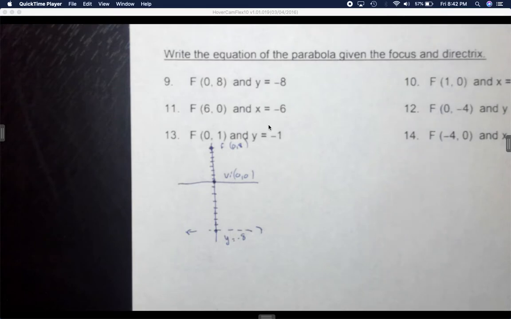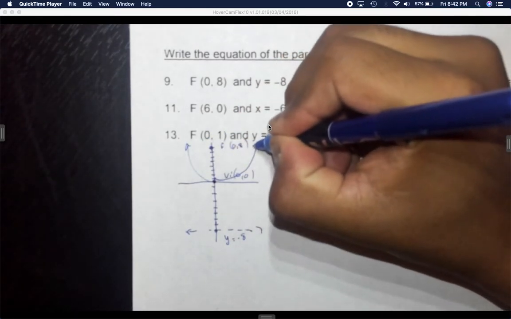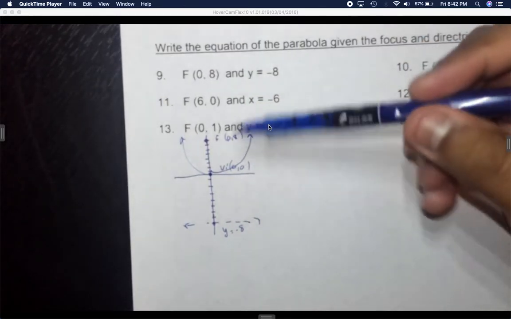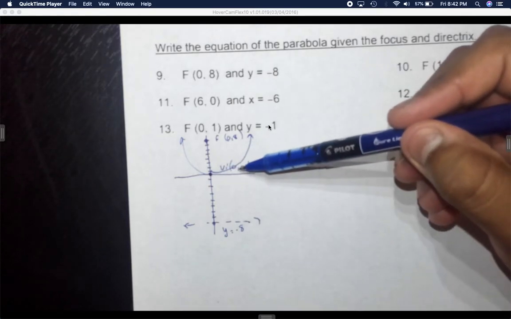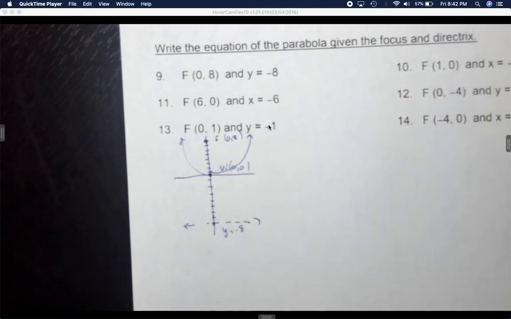Luckily for us, this is exactly like the problems we did last week. And I'll tell you a secret, all the problems are going to be with your vertex at 0, 0. So I made it kind of easy so that way you have a nice ending to remote learning. So now we just need to write the equation. So I know my vertex is 0, 0 because I drew out my focus, I drew out my directrix. I know the vertex is the point right in the middle.